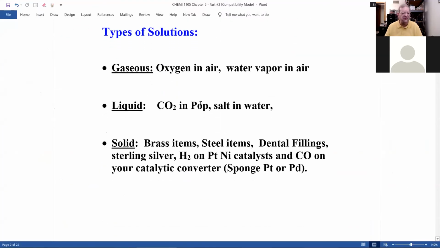Now, when we talk about solutions, I've already talked about the fact solutions can be mixtures of gases. Solutions can be liquid, like CO2 and pop. I did the salt water, did the sugar. And you can also have solid solutions. I don't work in that, but an example would be brass, and steel is technically a solution. And the old dental fillings with mercury amalgam, which they don't use anymore, because mercury is not good for your health, a lot of people feel, are all mixtures or solutions.